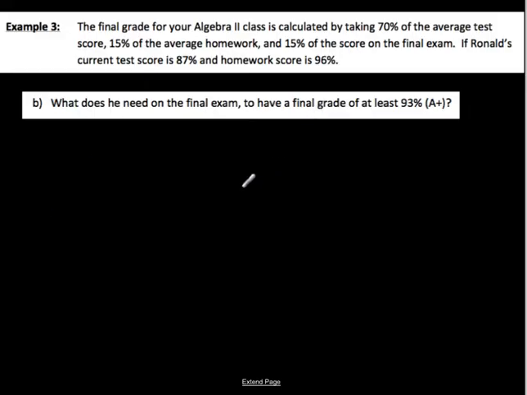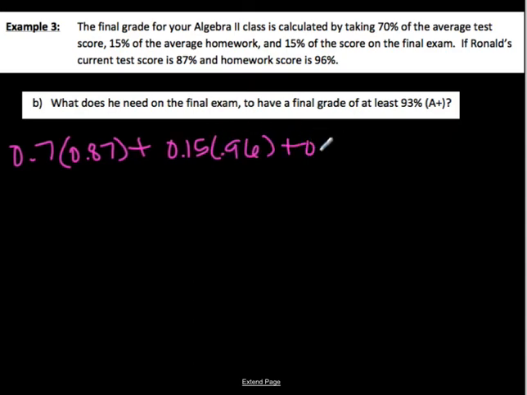But now I want to know, if his current test score is 87%, and his homework's 96, what does he have to do in order to get a 93? So everything in my original setup is going to be the same other than what it's going to be greater than or equal to. So let's just set it up. Once again, 70% of the average test score, so it's 0.7 times my average test score, which is 0.87, plus my homework, which is 96%, plus my final exam is 15% x, has to be greater than or equal to 93. So this is where it's different, so 0.93.